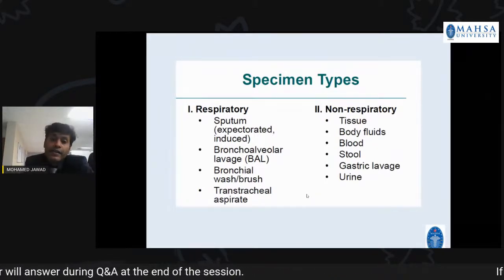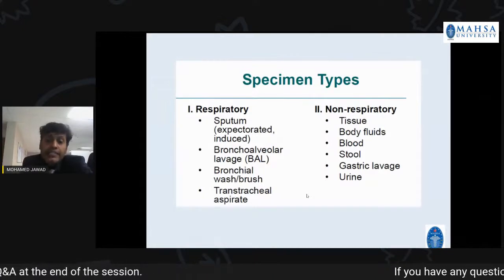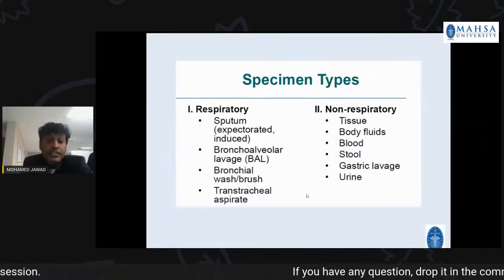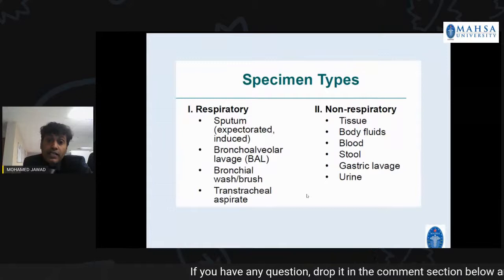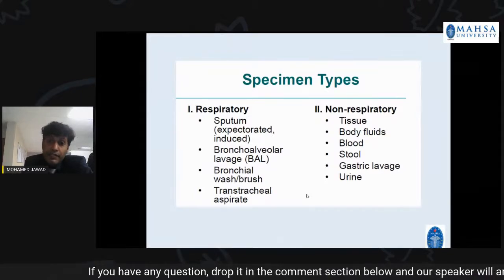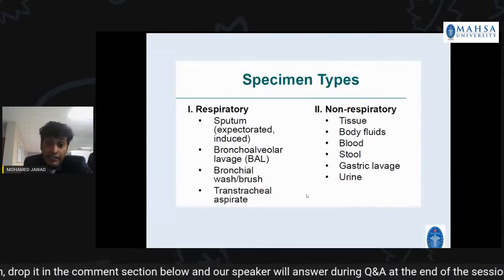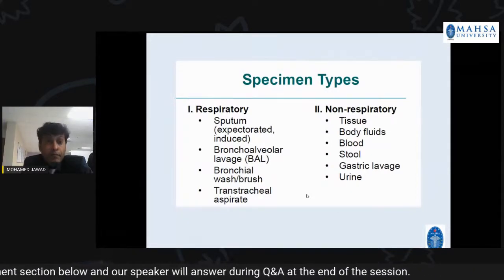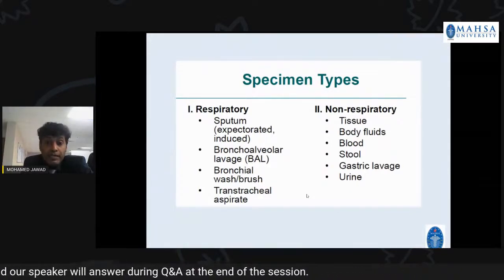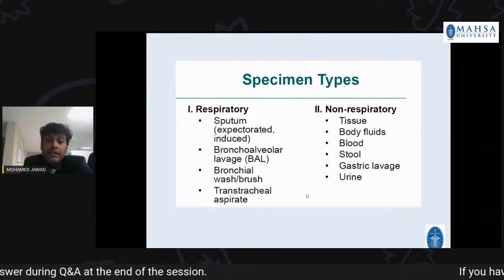And non-respiratory specimens we mainly collect in disseminated diseases, mainly the tissues. In case of tuberculosis, it will spread from the respiratory tract to various organs, so we have to collect the non-respiratory specimens such as tissues, body fluids, blood, stool, gastric lavage and urine.